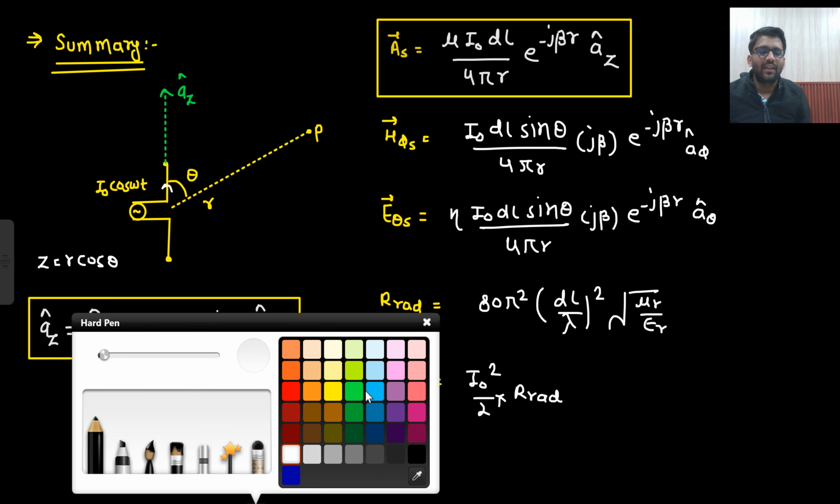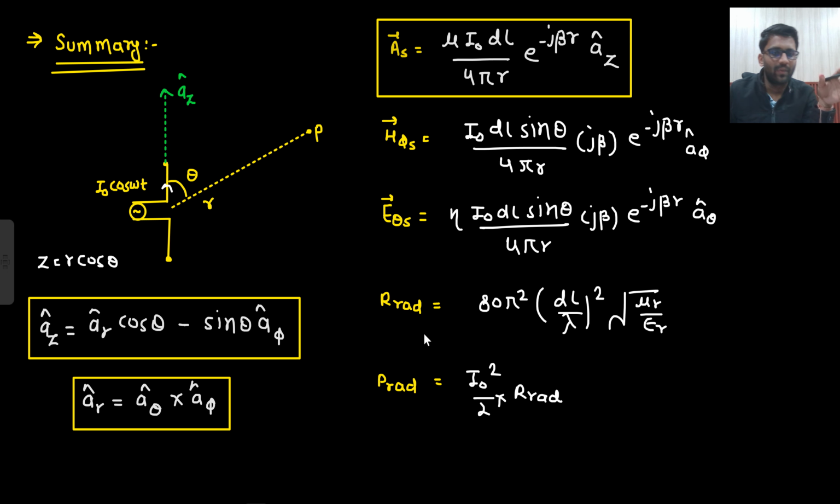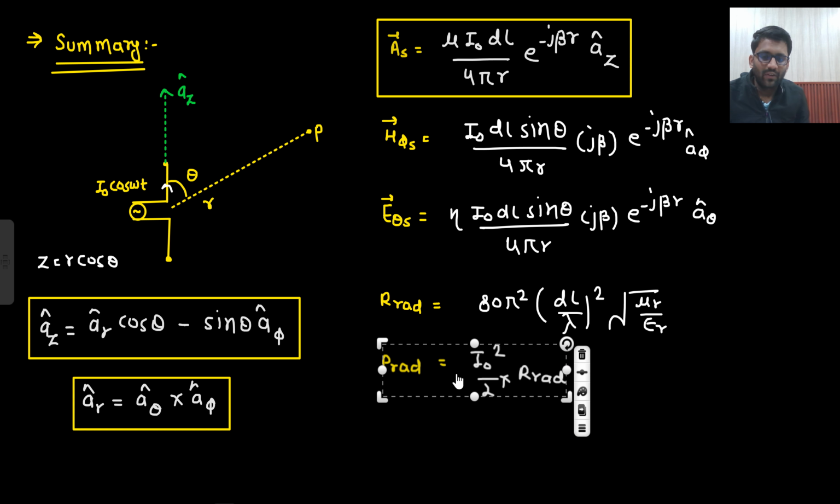And then I need to remember my H phi s component, that is I dl sin theta upon 4 pi r into j beta e to the power minus j beta r A phi cap. What about E theta s? Multiplied by eta, the rest of the things are the same. Then R radiated I will keep in mind.